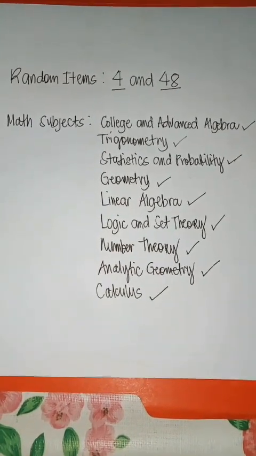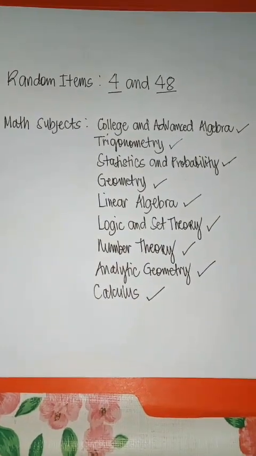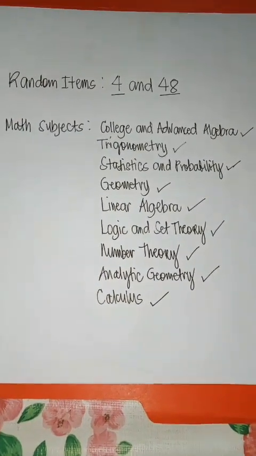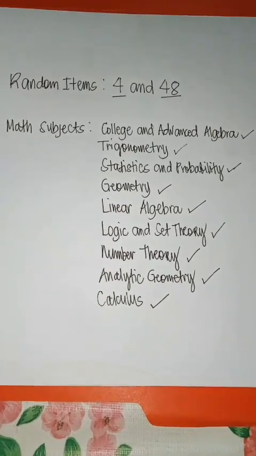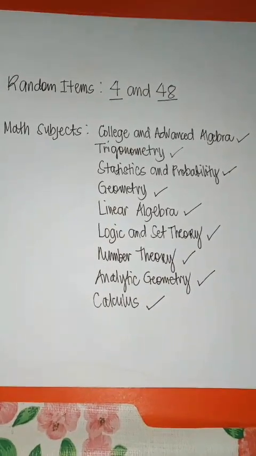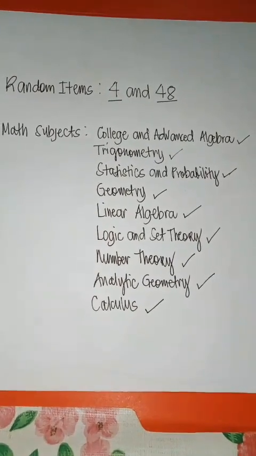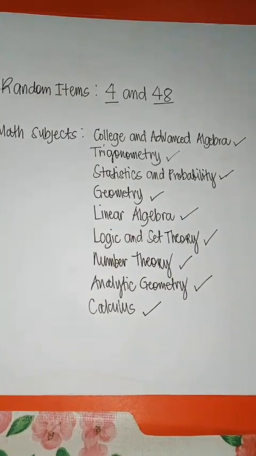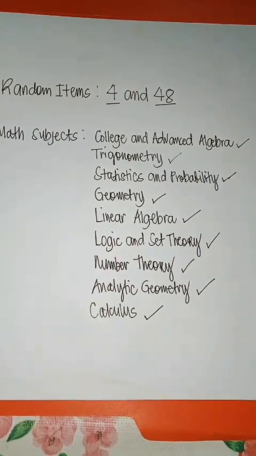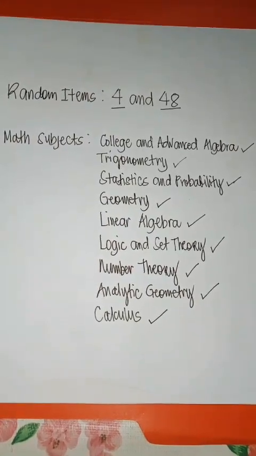In this video, I will show and explain to you my solutions on the random items that I have, which is numbers 4 and 48 from 9 different math subjects, specifically college and advanced algebra, trigonometry, statistics and probability, geometry, linear algebra, logic and set theory, number theory, analytic geometry, and calculus. So without any further ado, let's start.